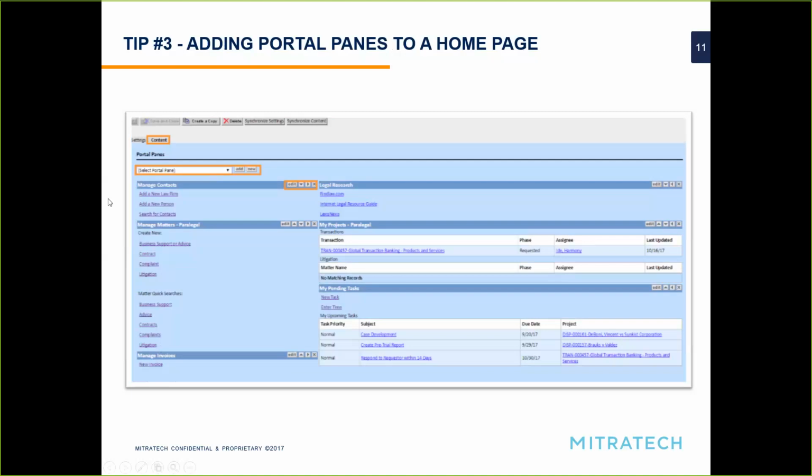Once you have your different portal panes on the page, if you'd like to rearrange them, you can use the directional arrows that are in the upper right-hand corner of each of the portal panes. Once that's done, you will save and synchronize your settings and your content.